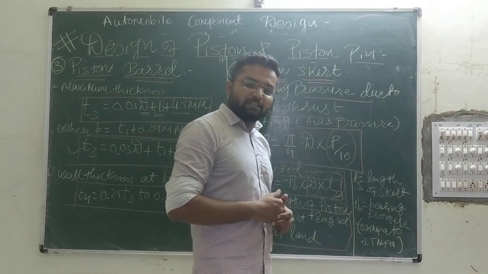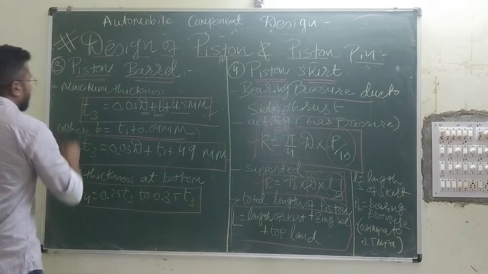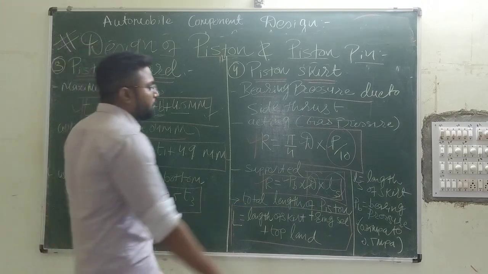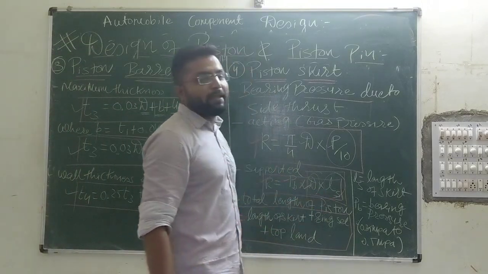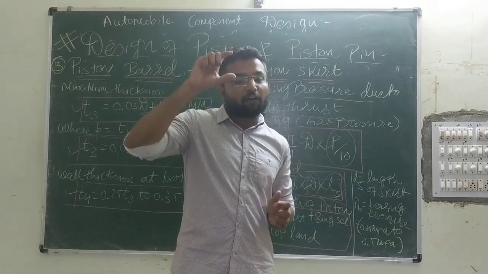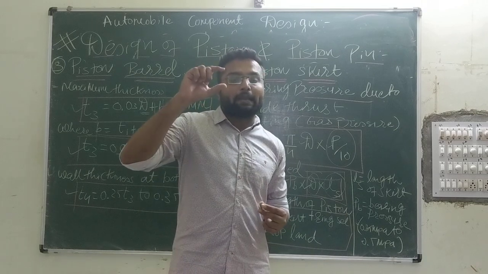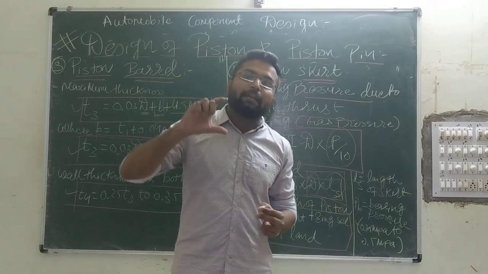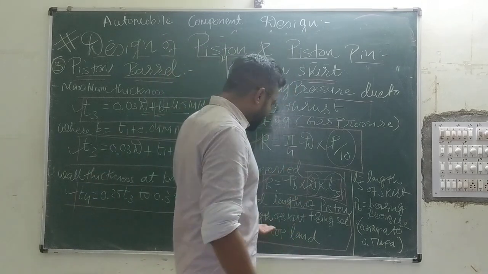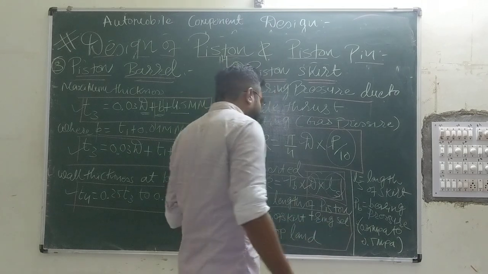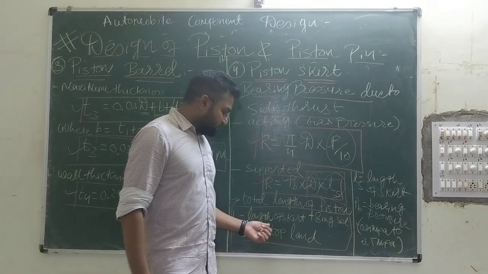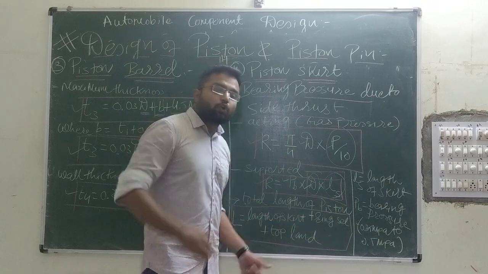Here, what will be the thickness of skirt? Thickness of skirt is nothing but the thickness of barrel. But what will be the length of skirt? Length of skirt will be LS. So after determining different vertical dimensions, one is top length, another is ring section, and ultimately length of skirt, you can easily determine the total length of our piston. So total length of our piston is determined by this equation. First is length of skirt plus total ring section.